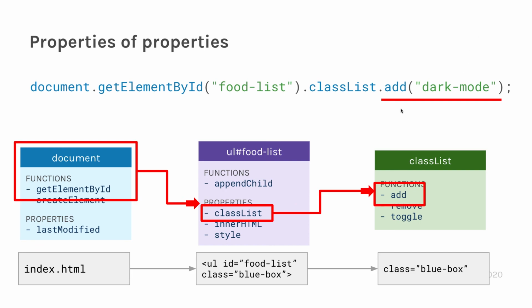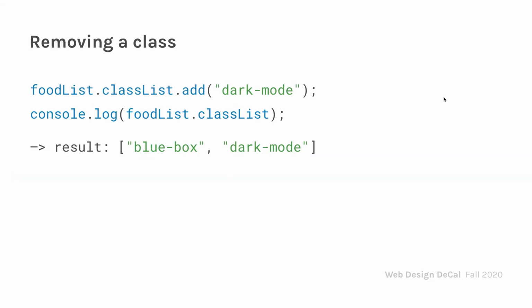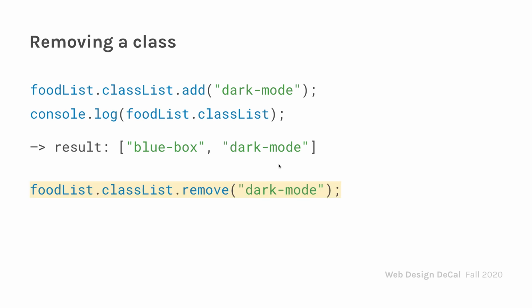So again, we use add within classList to add the string dark-mode, and that's the class that gets applied. After adding and printing it out, we have blue-box and dark-mode as the two class names that exist within foodList now. But there's also another function called remove. We can also remove class names if they exist.